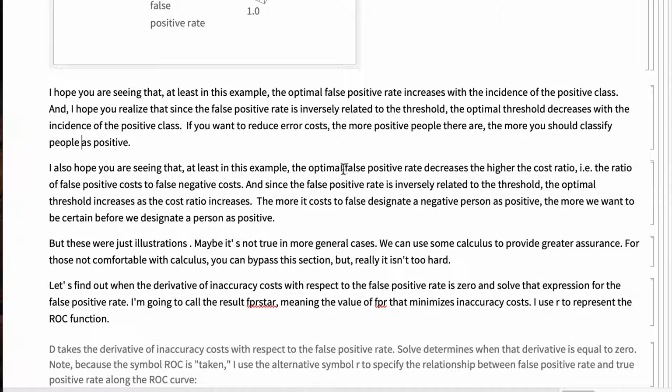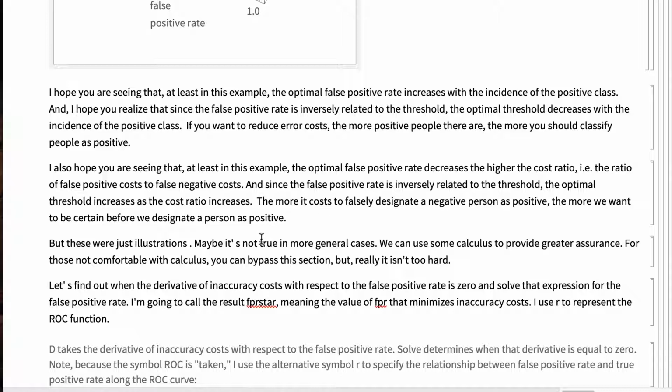I also hope you're seeing that the optimal false positive rate decreases the higher the cost ratio, i.e. the ratio of false positive costs to false negative costs. And since the false positive rate is inversely related to the threshold, the optimal threshold increases as the cost ratio increases. The more it costs to falsely designate a negative person as positive, the more we want to be certain before we designate a person as positive.